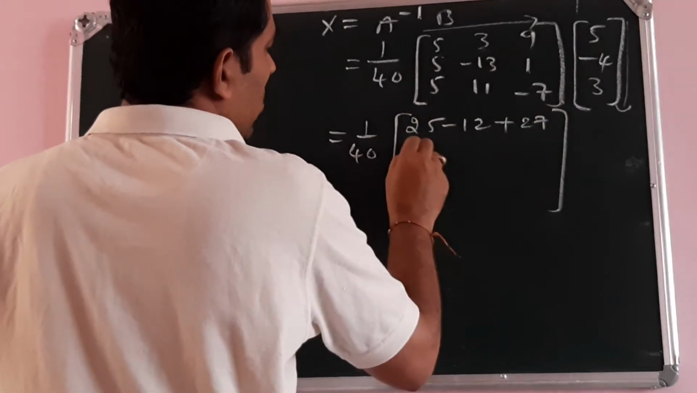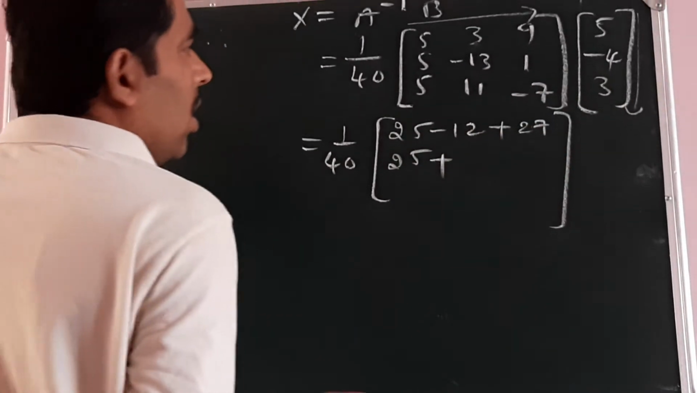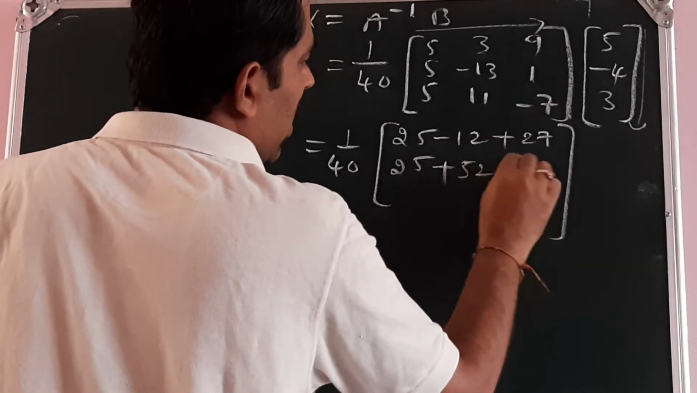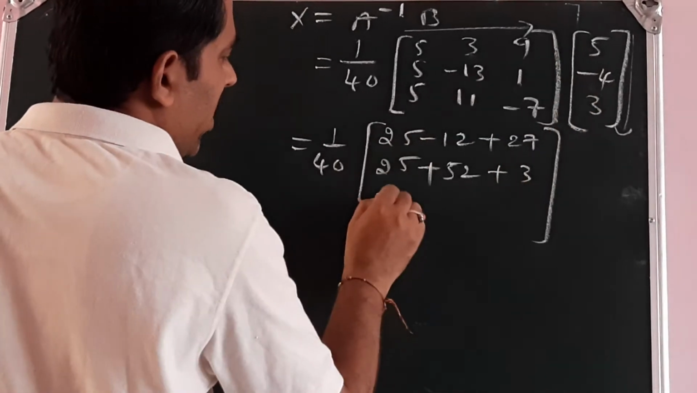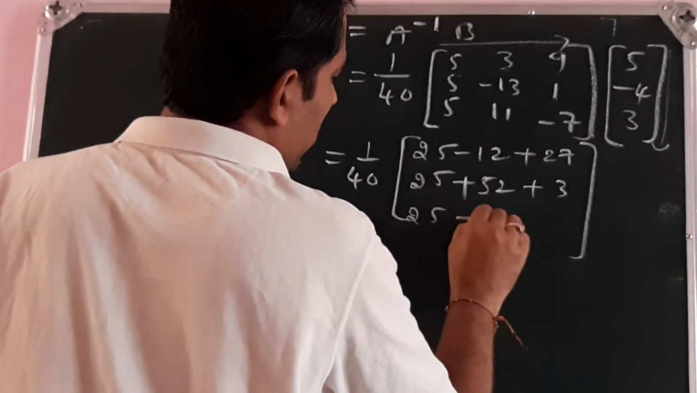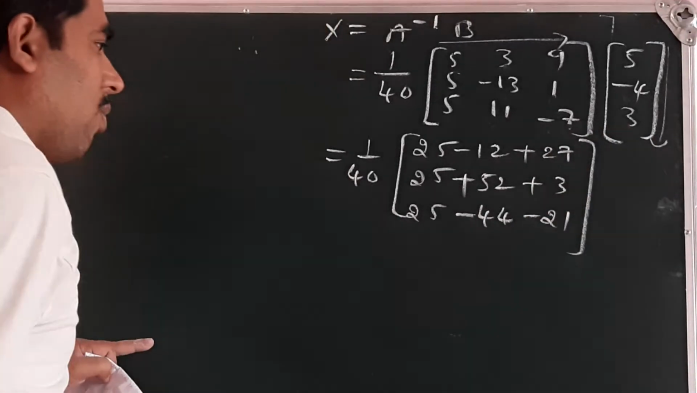Then 5 5s are 25, minus into minus is plus, 13 into 4, that will be 52, then plus 3. Then 5 into 5 is 25, plus into minus will be minus, 11 into 4 is 44, then minus 7 into 3, that will be 21.